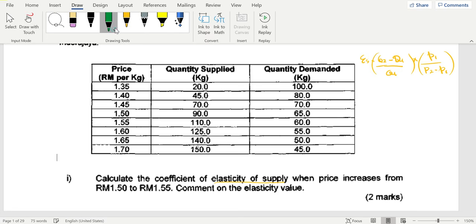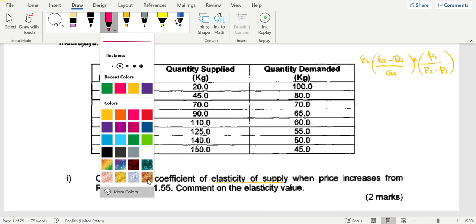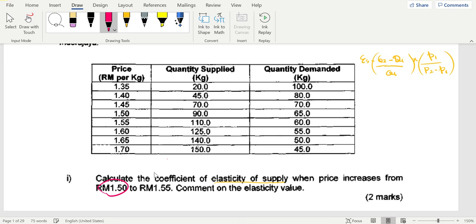Alright, this will be your P1, this is P2. Okay, so you have the info there. We can list it down. P1 equals 150, P2 equals 155, Q1.